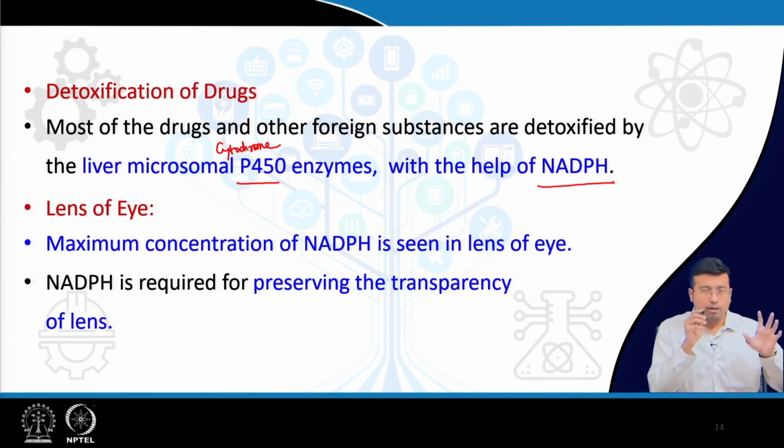Okay. Next, NADPH is also important in the eye to maintain the transparency of the lens. Just know this, NADPH is very important in preserving the transparency of the lens, because if there is excess oxidation of the products, that will lead to osmotic imbalance, there will be water intake and the refractive index of the lens will be blurred, and vision will be blurred, right. So, NADPH being present in the lens also helps to keep the essential lens components in reduced form and thus maintain the transparency of the lens.